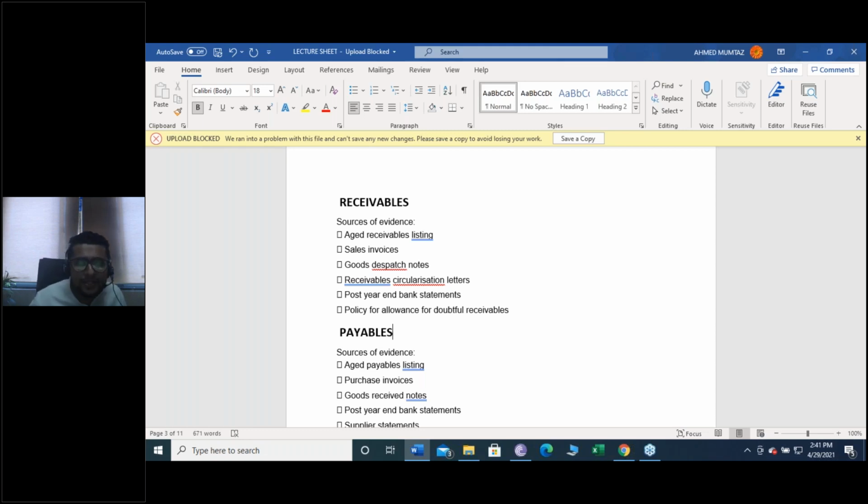So receivable circularization is a process in which the auditor tends to circulate letters to the debtors of its client in order to verify a couple of things. A, the client does exist, the receivable does exist, and secondly, sometimes we also try to verify the amount out of those letters. Similarly, another source of evidence in order to verify receivable is post year-end bank statement.